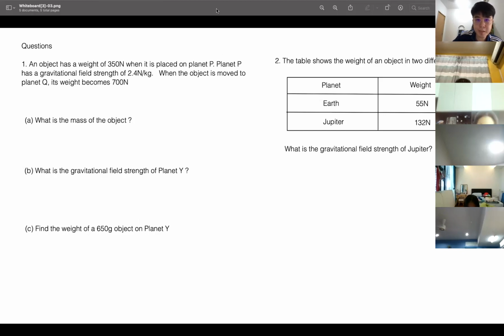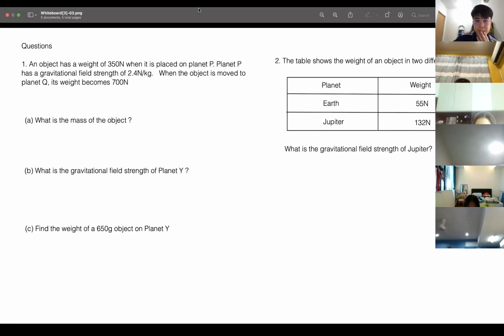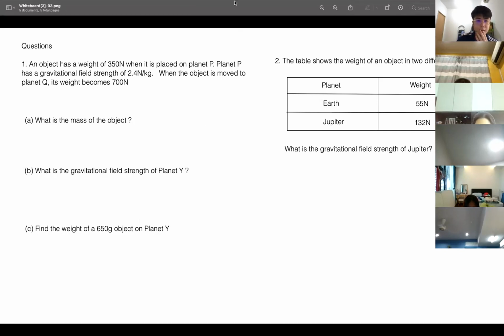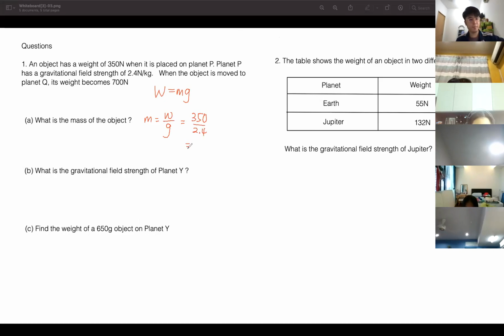Okay, let's see who's not. Wait, there are two more people. Okay, finish this one. Look at the answers. There's only one formula, W = mg. m is W over g, 350 divided by 2, in kg.